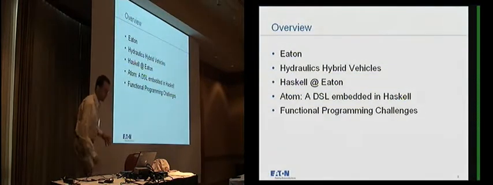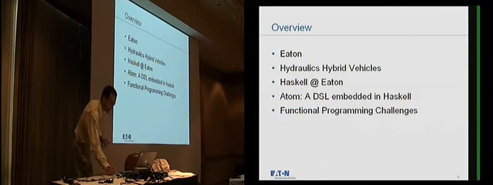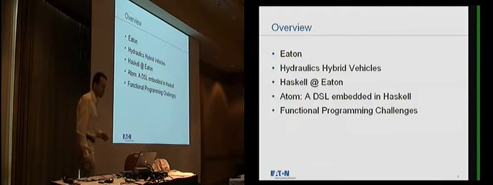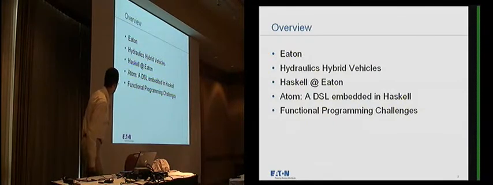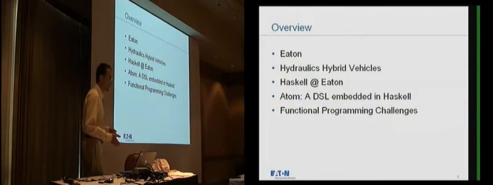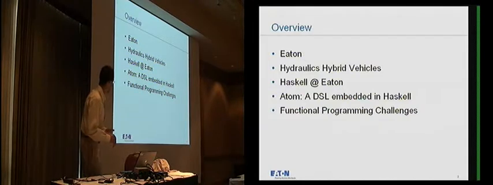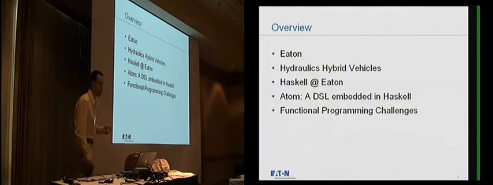Today, I'll just give a little overview of the company Eaton. We'll talk about the basic components that go into a hydraulic hybrid vehicle. And then we can look at a little bit of how we use Haskell in our day-to-day activities. Then we'll take a closer look at an experimental DSL that we're developing called Atom, which allows us to design embedded control software to control these types of systems. And then we'll wrap up with some of the challenges that we've had to overcome.